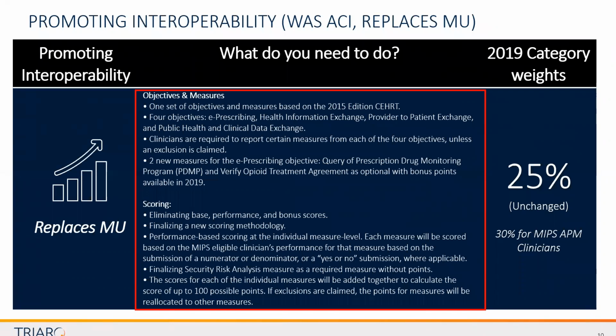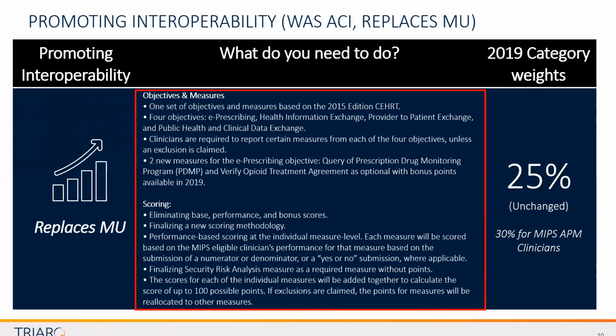2 brand new measures: query of the Prescription Drug Monitoring Program, also known as PDMP, and verified opioid treatment agreement. Those are optional for 2019. If you do 1 patient, folks, hear me say this, read my lips, 1 patient. It's going to be so easy to get those 5 bonus points for each measure. And I'm going to walk you through with screenshots of what the workflow looks like in the system. I'm happy with the way these 2 new measures have come to be in the system.